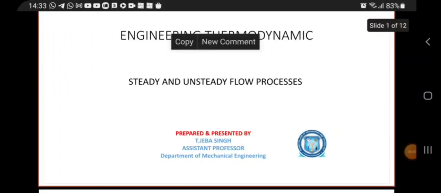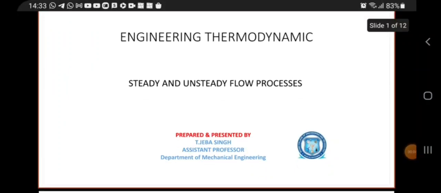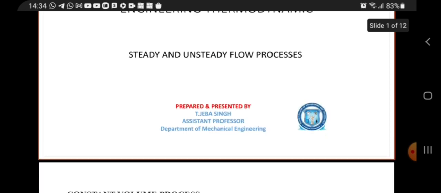Now we have discussed the engineering thermodynamics subject. The topic is steady and unsteady flow process. I am Jav Singh, Assistant Professor, Rohini College of Engineering, Mechanical Department.